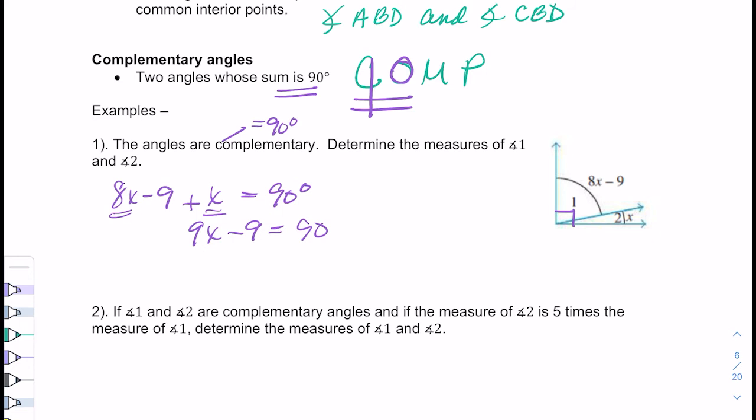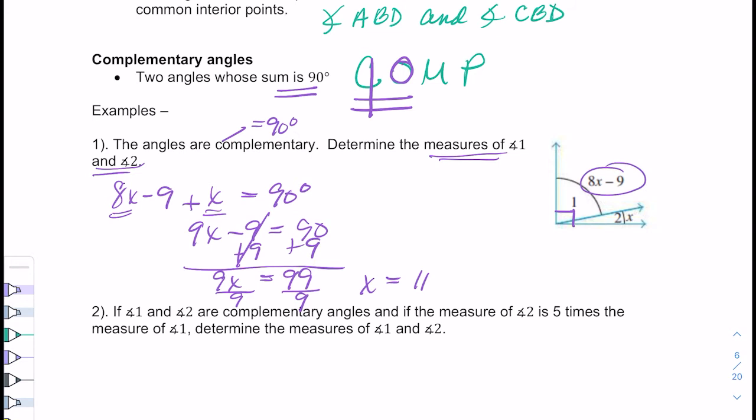Now the goal is to get x by itself, so I'm going to do the inverse. I'm going to add 9 to both sides, moving it away from the x. So now I have 9x, because negative 9 plus 9 is 0, so that goes away, equals 99. I'm going to get rid of that 9 by dividing, because it's the opposite of multiplying 9 times x. So I'm going to divide by 9, and 99 divided by 9 is 11. It asks what are the measures of angles 1 and 2, so I have to go back to angle 1, and I'm going to plug in 11 for x.